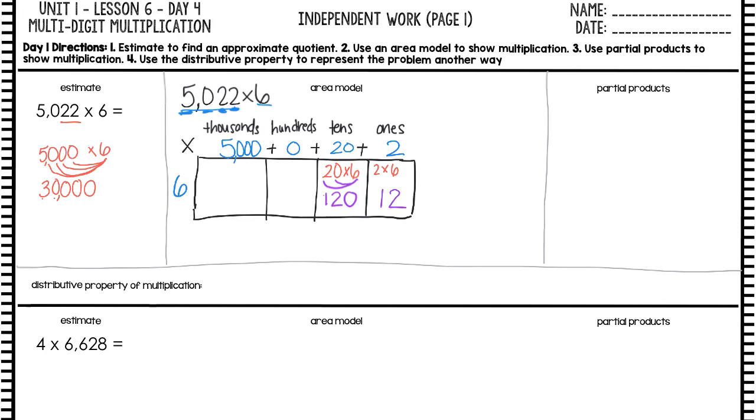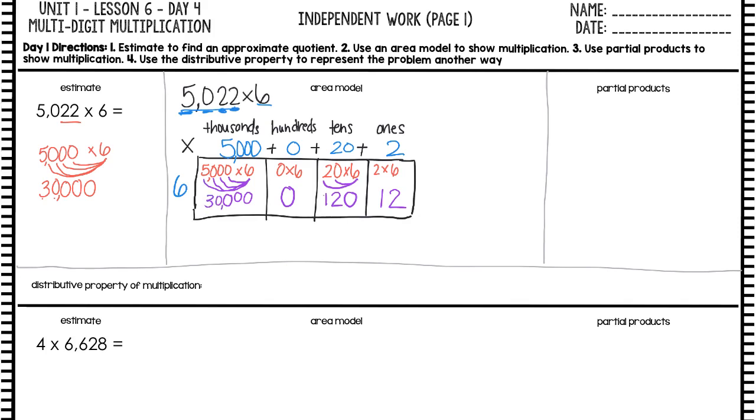Then we go next and we say, all right, I have 0 times 6. Any number times 0 is 0. Then we have 5,000 times 6. So we're going to write that here. I start by multiplying 6 times the ones place, and the ones place is 0. 6 times the tens place, and the tens place is 0. And 6 times the hundreds place, that also is 0. And then 6 times the thousands place. 6 times 5 is 30.